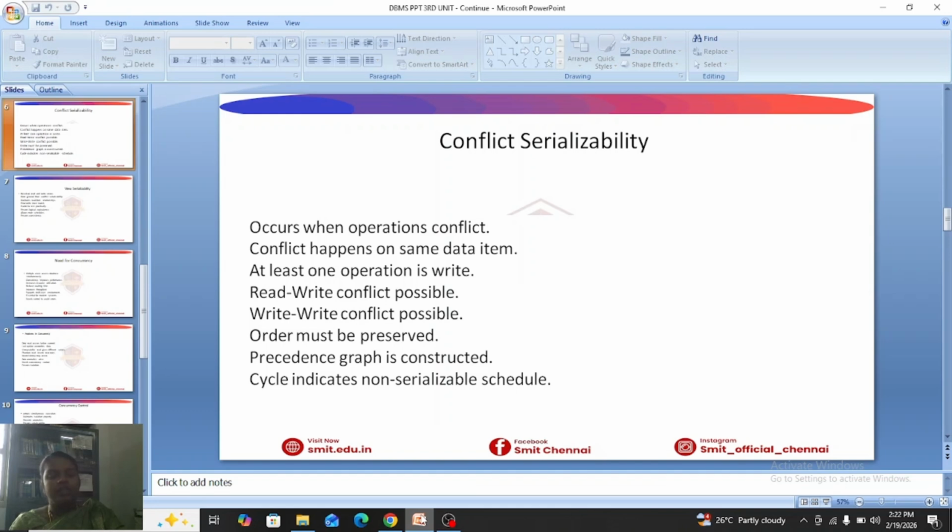Two operations are said to conflict if they belong to different transactions, they access the same data item, and at least one operation is a write. Types of conflict will be read-write, write-read, and write-write. Conflicts happen on the same data item. At least one operation is a write. Read-write conflict is possible. Write-write conflict is also possible. Order must be preserved. A precedence graph is constructed. A cycle indicates a non-serializable schedule.